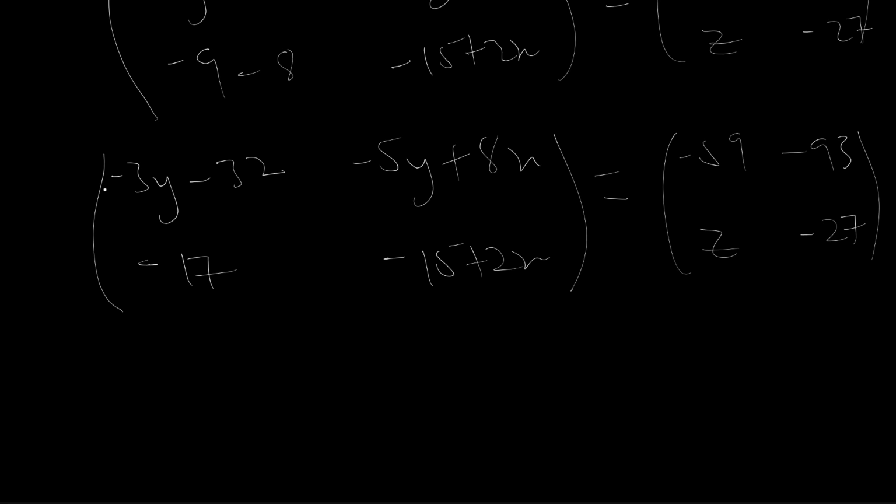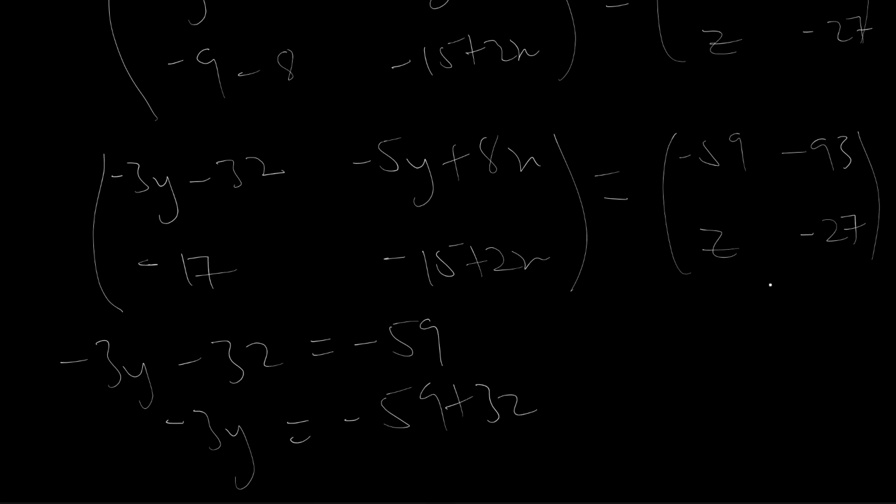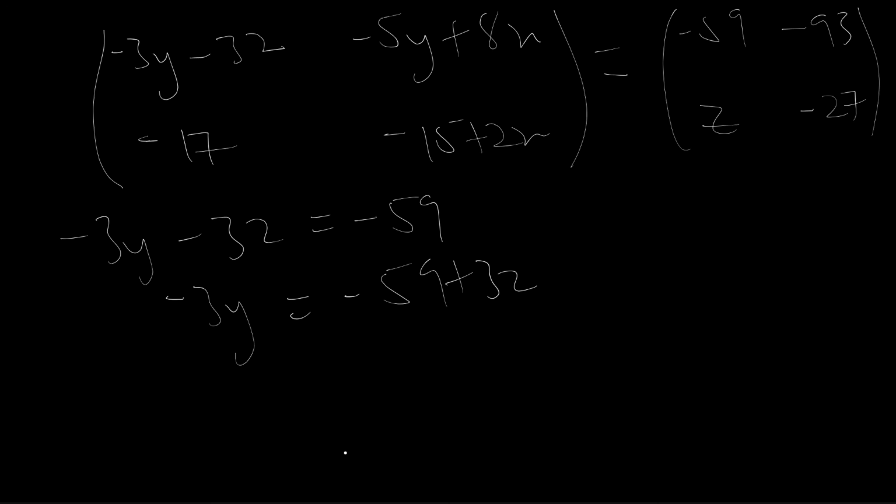This means that everything in the first row of PQ is equal to everything in the first row of R. And everything in the second row of PQ is equal to everything in the second row of R. So -3y minus 32 should be equal to -59. So making y the subject, we have -3y will be equal to -59 plus 32. So -3y will be -27.